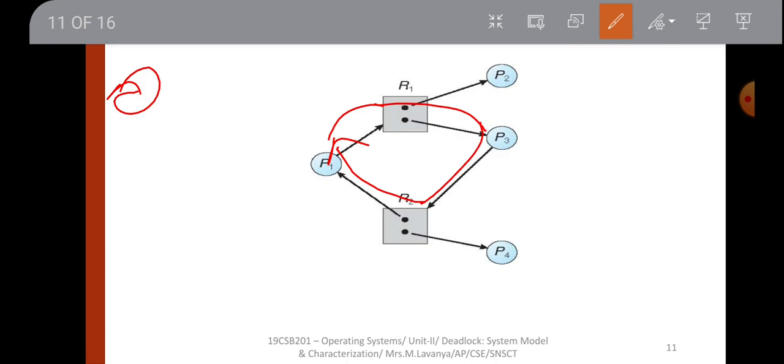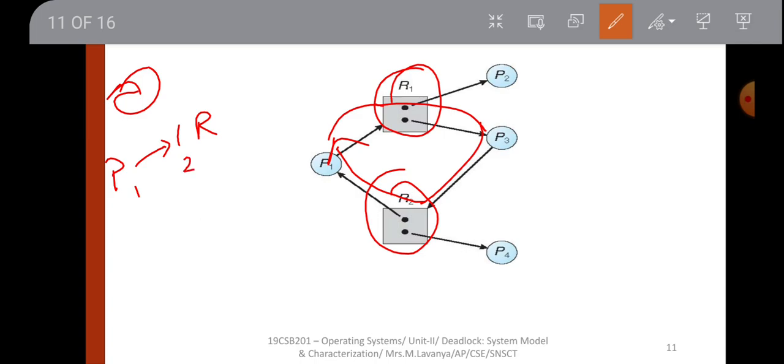Because the resources allocated in this entire process are not single instances. Here R1 has 2 instances and R2 has 2 instances. So let us say P1 is requesting an instance of R1, and let us say it is granted. For example, the first instance of R1 is allocated to process P1. At the same time, the second instance of R1 is allocated to process P3.